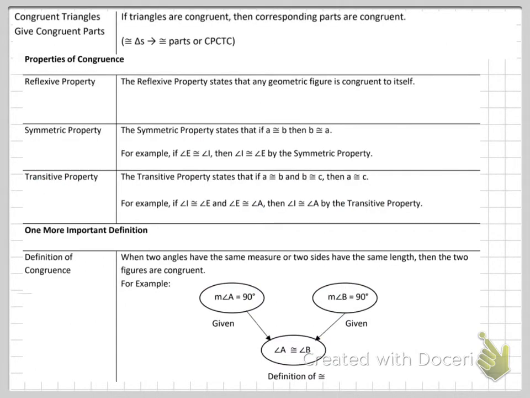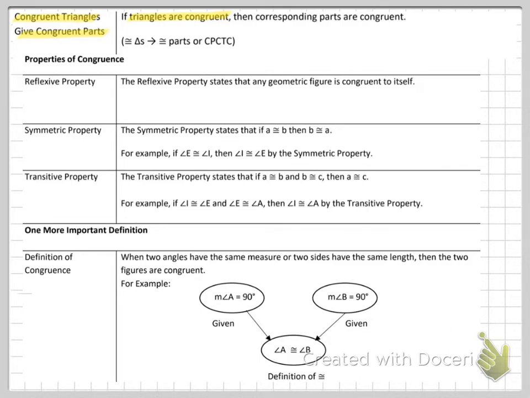Okay, so moving on, one of the things that we're going to be doing new this year for you guys is the idea of continuing our proofs with not only being able to prove triangles themselves, but being able to prove parts of triangles. So we have these congruent triangles give congruent parts. So if the triangles are congruent, that means that all the corresponding angles match and all the corresponding sides match, then that means that everything else matches.